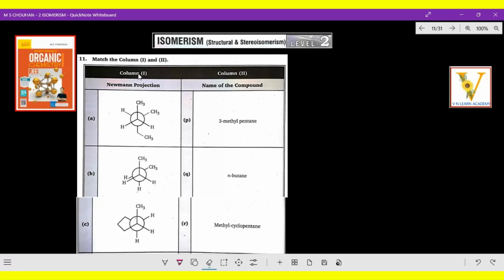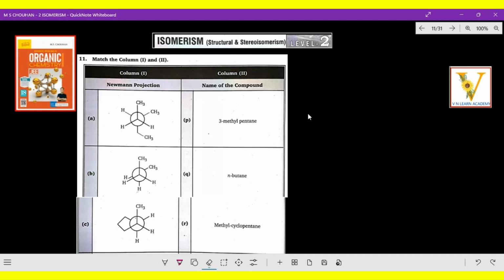In column 1, they have given Newman's projection. In column 2, we have to find the name of the compound. Usually, in that circle, it is the back carbon. The line starts with the front carbon. So this is CH3, CH2. This point is the front carbon, and the circle is the back carbon.